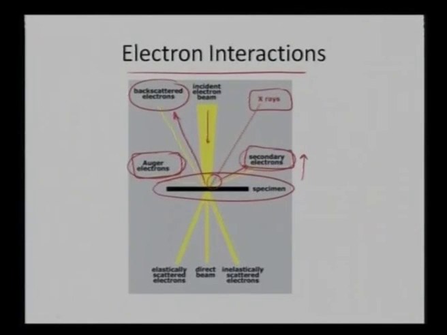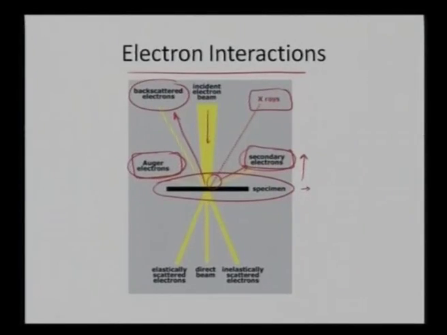But if we have a material transparent enough, if we can attain a specimen which is thin enough for the electrons to pass through the material, then we can let the incident electron beam pass through. The energy should be high enough so that it comes out as a direct beam, or it can also get inelastically scattered. We can also detect the inelastically scattered electrons, but we don't really need them.